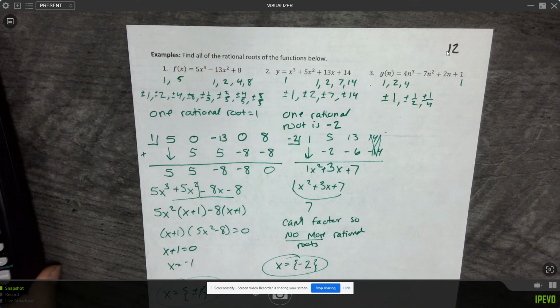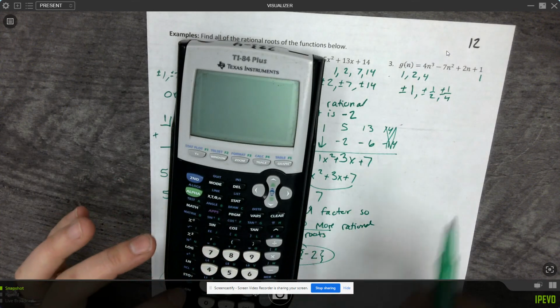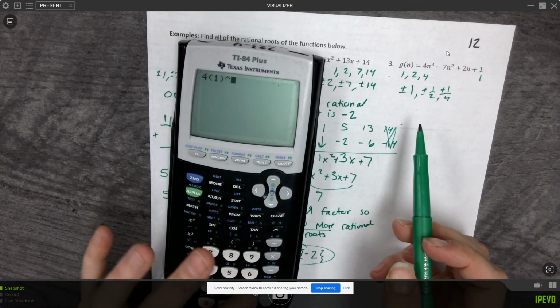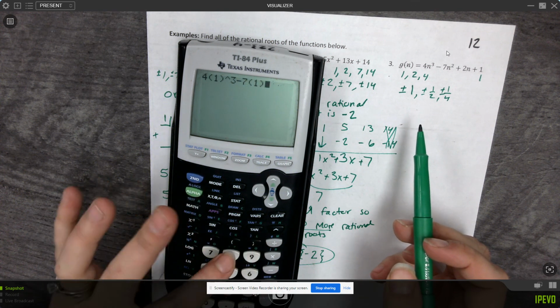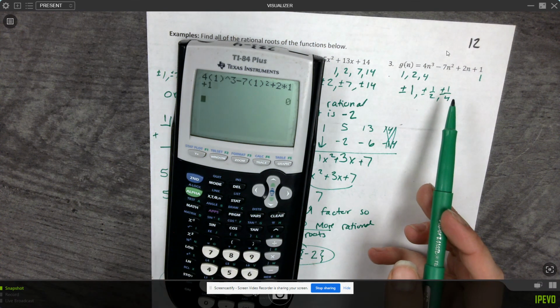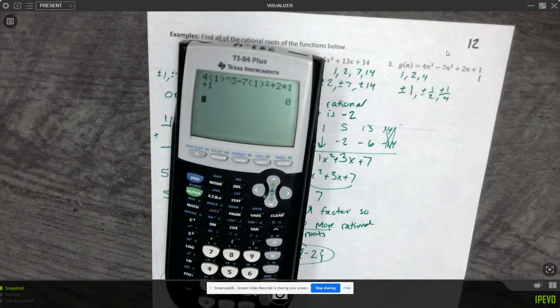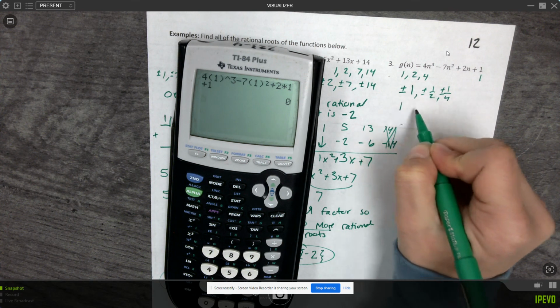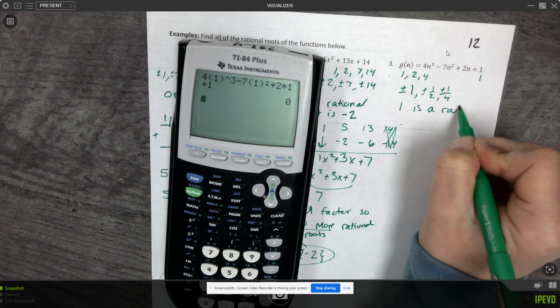Right? So then I'm going to check each to start with until I find one. So 4, and I'm going to plug in a positive 1 to the third, minus 7, plugging in a positive 1 squared, plus 2 times 1, plus 1. Hey, and I do get 0. Nice. Okay. So that means 1 is a rational root.